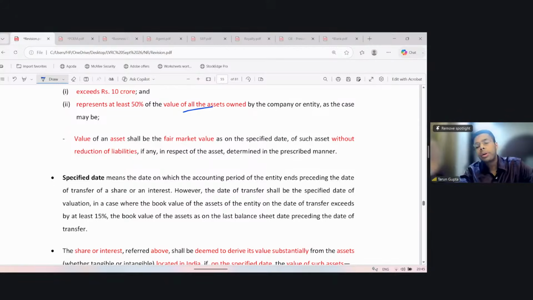So, if the share or interest is transferred in April, then the specified date is 31st March. The preceding date on which the earlier accounting year ends. However, this benefit shall not be given and the actual date of transfer shall be deemed to be the specified date of valuation in a case where the book value of the asset of the entity on the date of transfer exceeds by at least 15% the book value of the asset as on the last balance sheet date preceding the date of transfer.